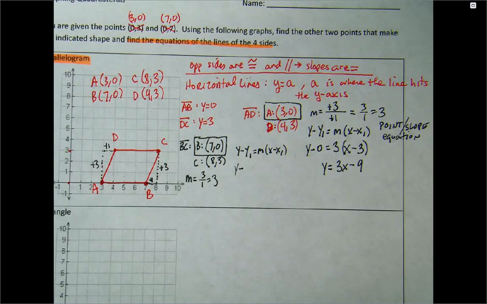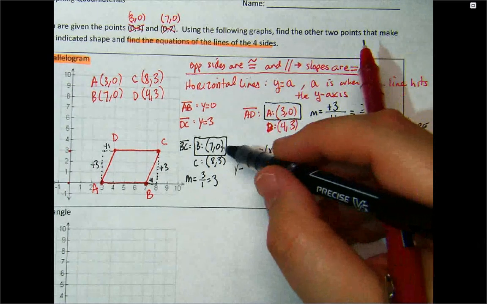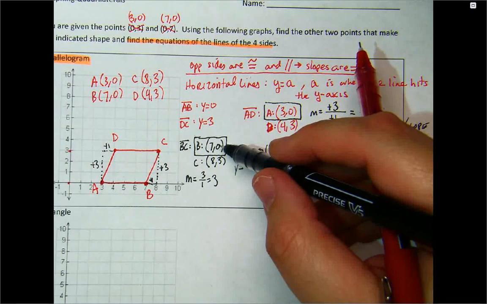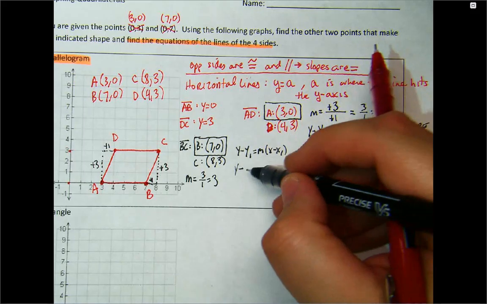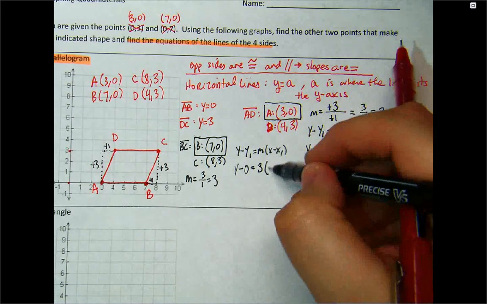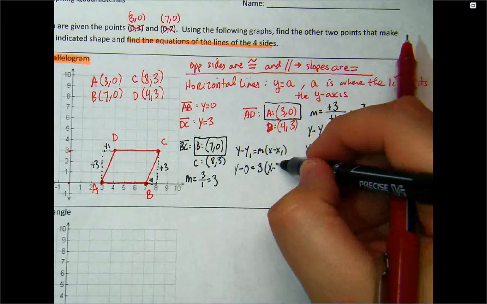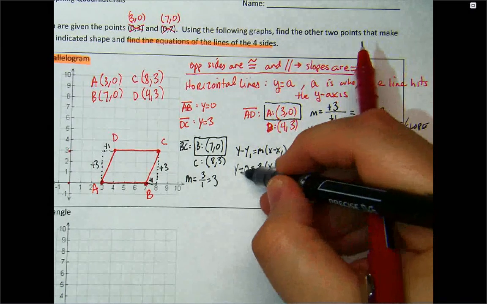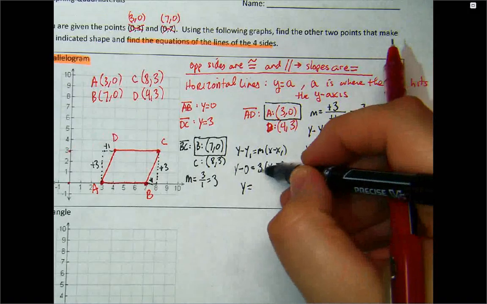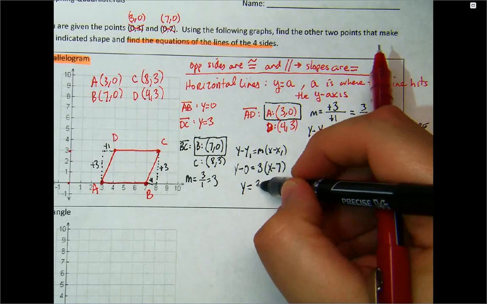So we got y minus, what's the y value from point B? 0. What's my slope? 3. X minus, what's my x value? 7. So now y minus 0 is y. I have to distribute here. 3 times x is 3x. 3 times 7 is negative 21.